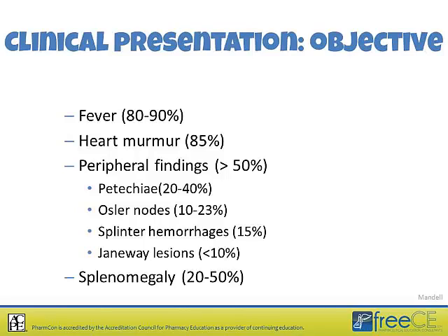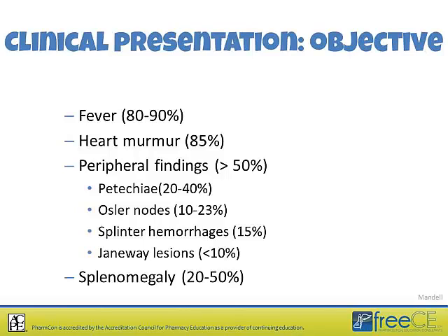So again, I have fever listed up there, again, 80 to 90%. About 85% of the patients will have a new heart murmur. So a new heart murmur, you always want to be thinking, could this be endocarditis? Peripheral findings can be seen in over 50% of the patients, specifically petechiae, and then some things that are not specific to endocarditis, but I think when we talk about them, we typically are talking about endocarditis, and those include osseous nodes, splinter hemorrhages, and Janeway lesions.